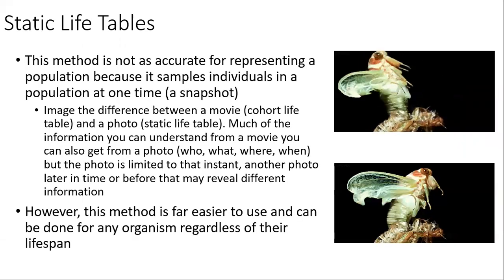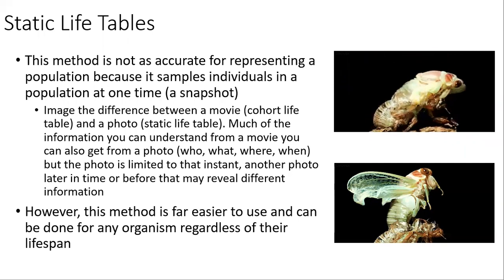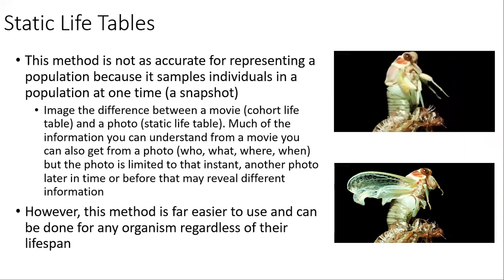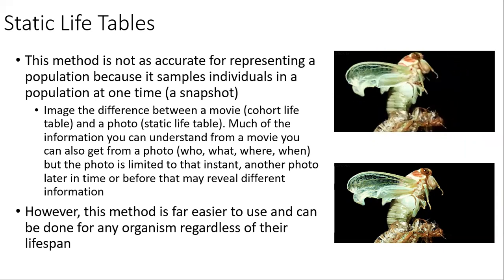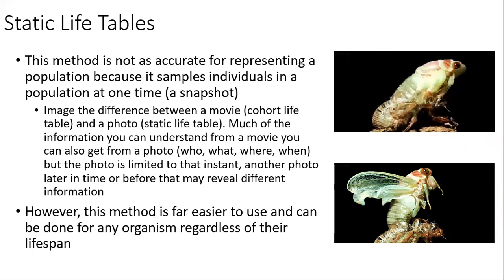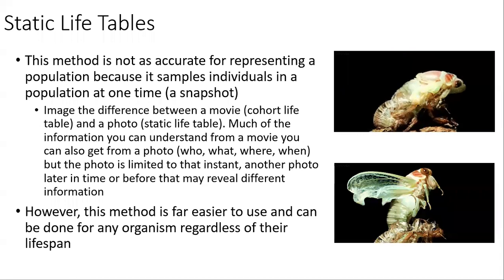However, static life tables are not as accurate for representing a population because it only samples individuals in a population at one point in time. So you would go through and count every single individual, their ages, everything like that. And therefore, this method is far easier to use since it can be done for any organism regardless of their lifespan. But there are things that you don't learn through this type of life table, like when the species typically reproduce in their age, among other things.